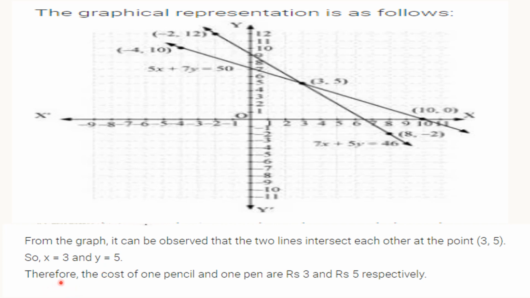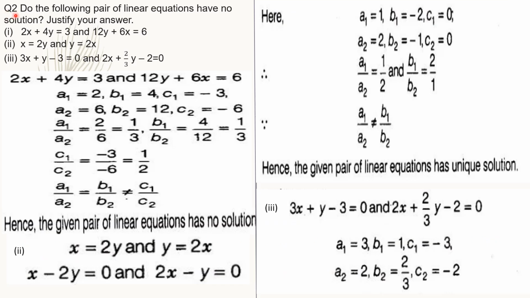So here, as we have considered that the cost of one pencil is rupees x and the cost of one pen is rupees y, graphically we can find the cost of one pencil and one pen: rupees 3 and rupees 5. Let's come to question number 2.